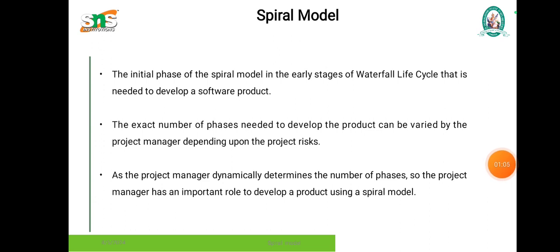The spiral model, in its initial phase, resembles the early stages of the waterfall life cycle, which is needed to develop a software product. The exact number of phases needed to develop the product can be varied by the project manager, depending upon the project risk. As the project manager dynamically determines the number of phases, the project manager has an important role in developing a product using the spiral model.